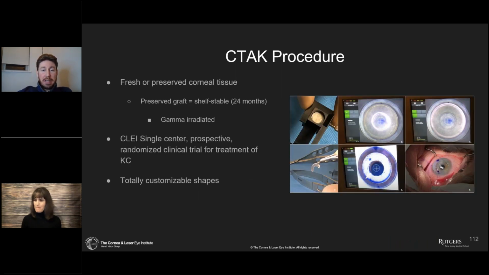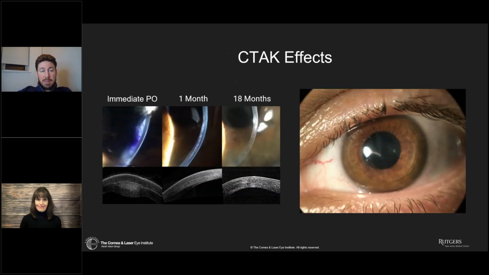So the CTAC procedure is a procedure that we've innovated in the US. We've been working on this since 2006. Essentially what this is, is using fresh or preserved corneal tissue, shaping that on a femtosecond laser and then implanting it into the cornea. And we can do totally customizable shapes, but we know that the biocompatibility of corneal stroma within corneal stroma is very, very good. Especially because this is preserved tissue, meaning that it's gamma irradiated and we eliminate all the antigens in it, there's nothing for it to react to within the innate immune system.